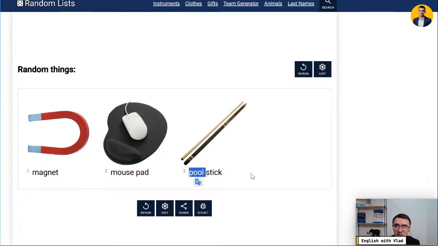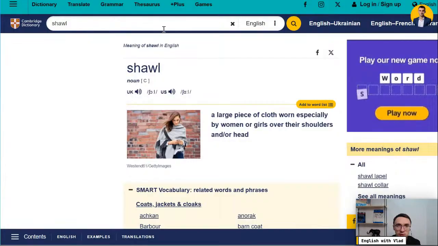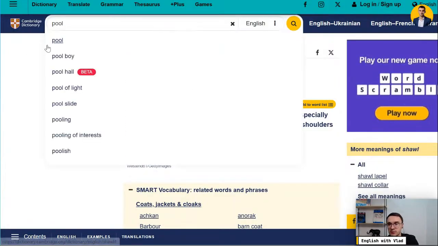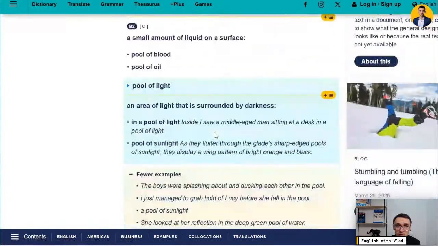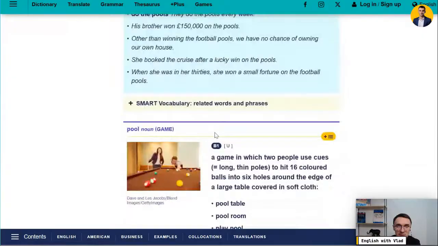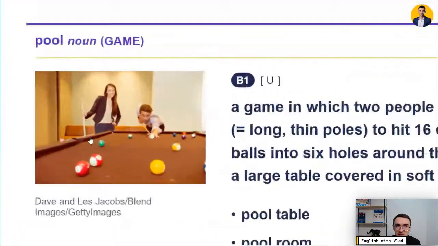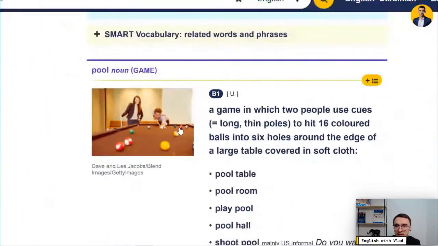Pool, actually, one of my little students was recently surprised to learn that this game, like the billiard game, is also called pool. She was like, well, how do we distinguish that from the swimming pool? Well, if you type the word pool here, you will see that first of all, it's a swimming pool, but also pool can be a game. Yeah, like this. That's also a pool, okay?